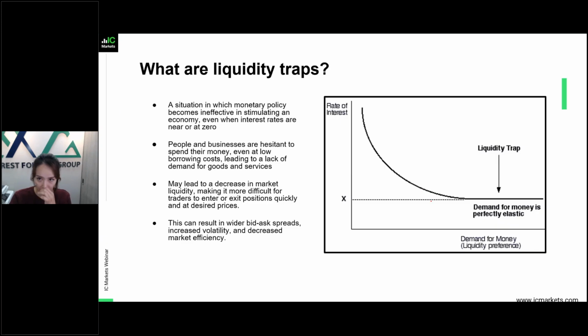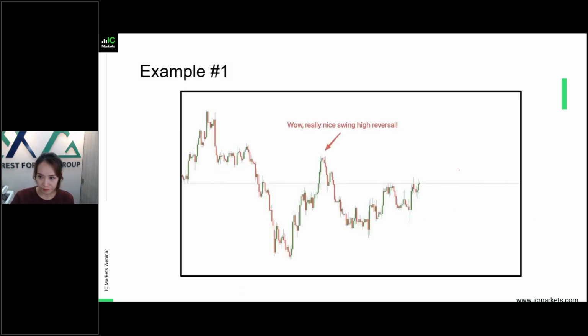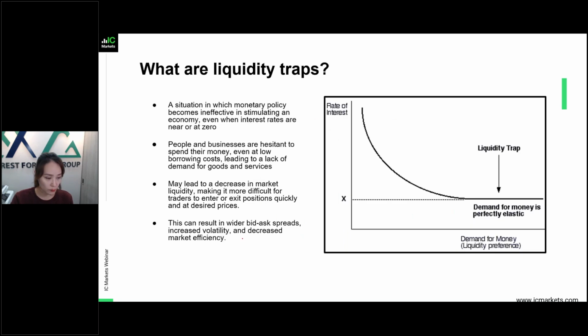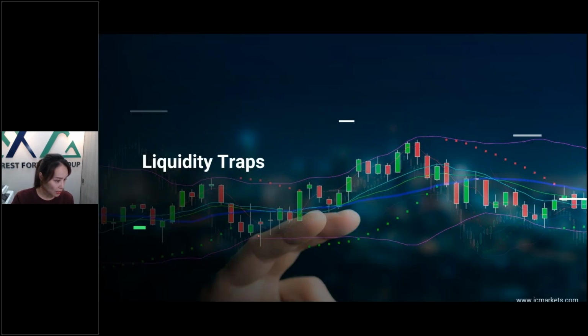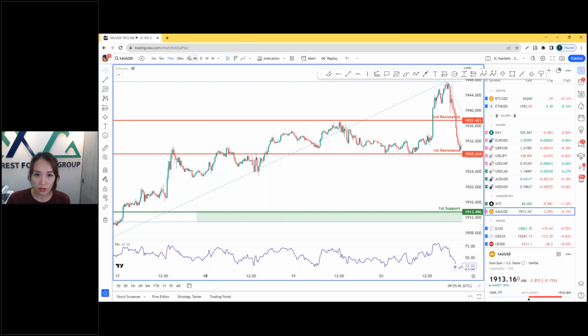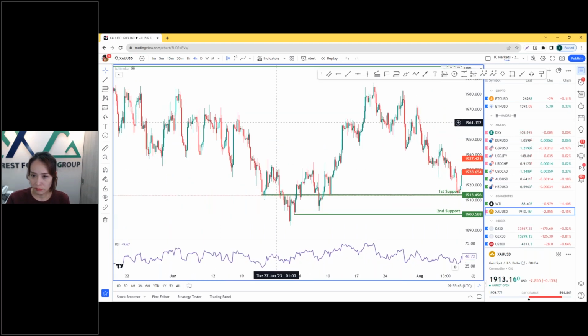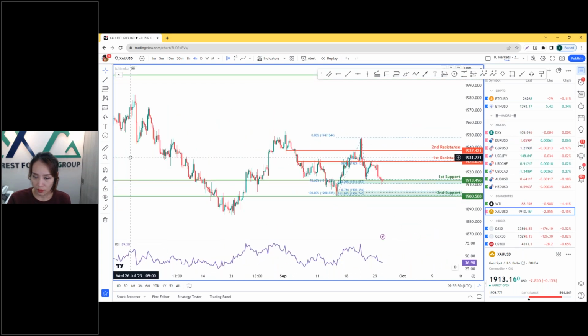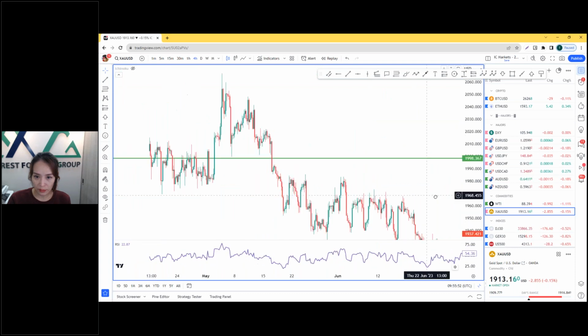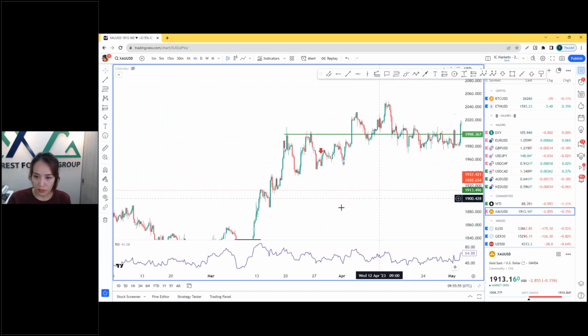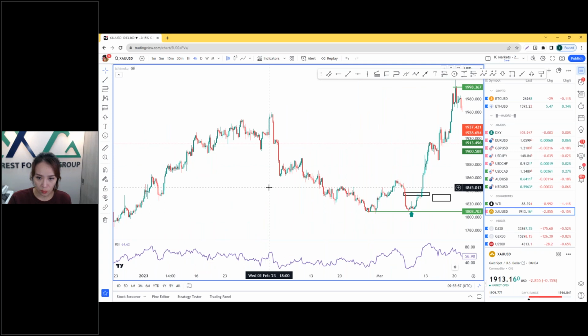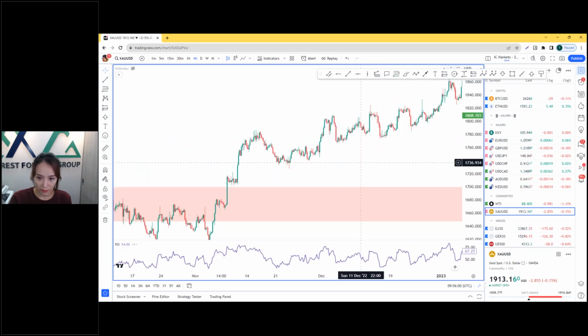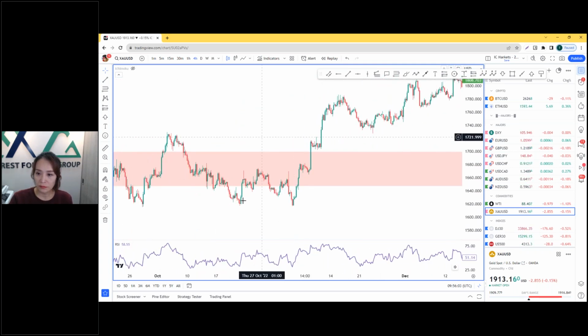And what about the liquidity trap over here? Okay, so I think this one we'll skip for a while now. Let me just show you how to draw the channel line first. Do I can find one of them? And again, if you want to draw, you can draw either H1, H4, or M30.